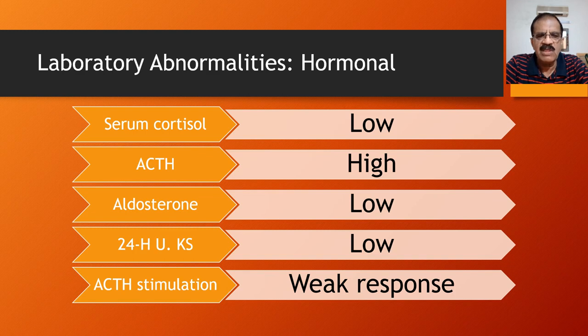You give ACTH and you do a baseline cortisol, and then another estimation at 30 minutes and 60 minutes. If there has not been a significant increase in cortisol after ACTH stimulation, that means the adrenal cortex is not in a position to respond to ACTH stimulation. That of course means that the adrenals are damaged. So this is listed at the end because it is not routinely done, but it is actually the most sensitive test if you want to pick up Addison disease early.